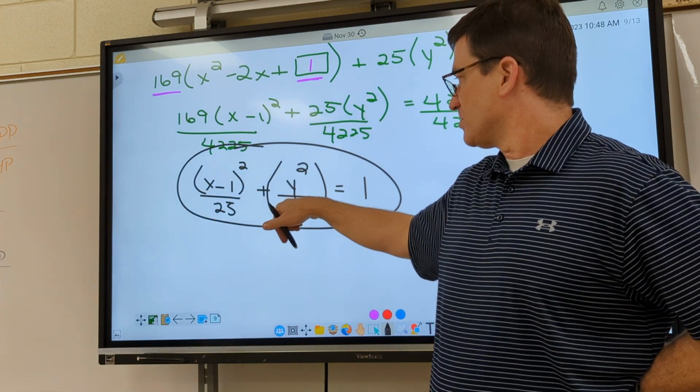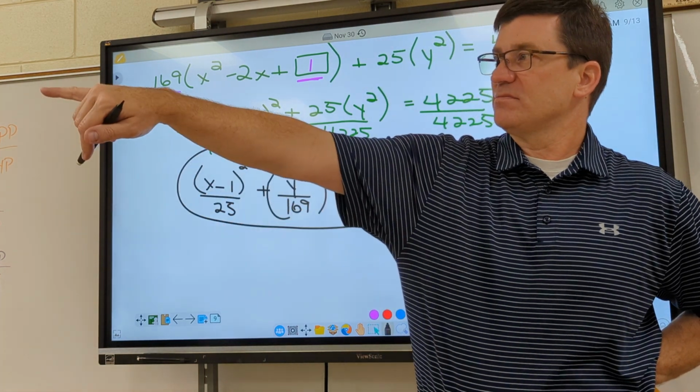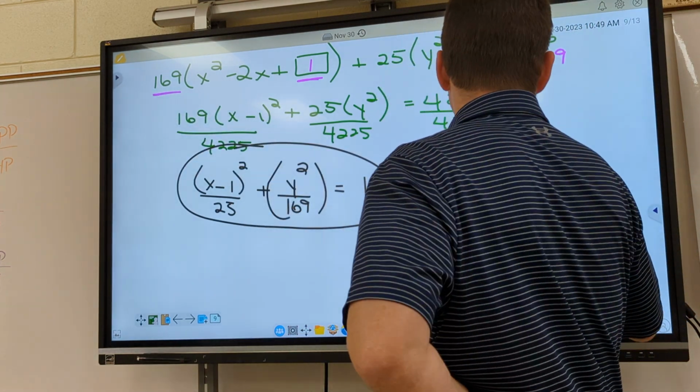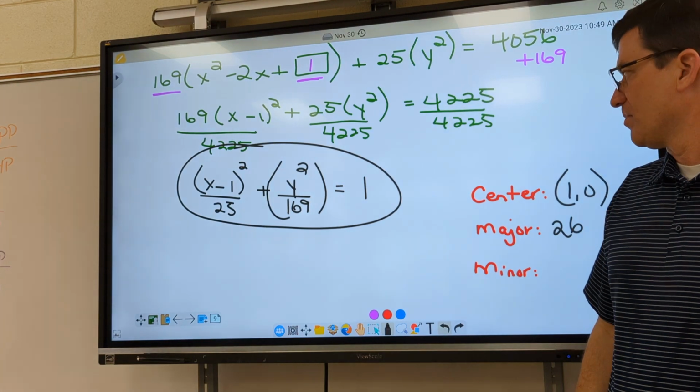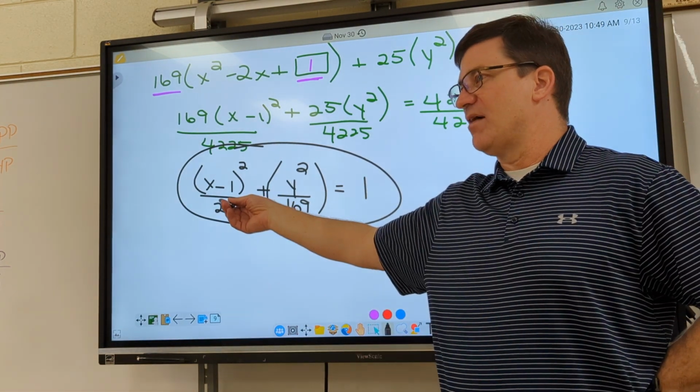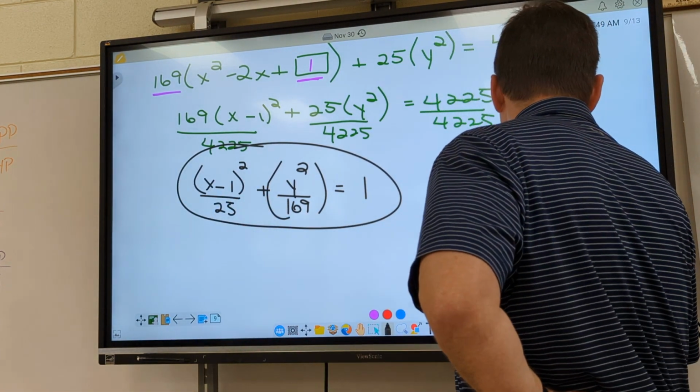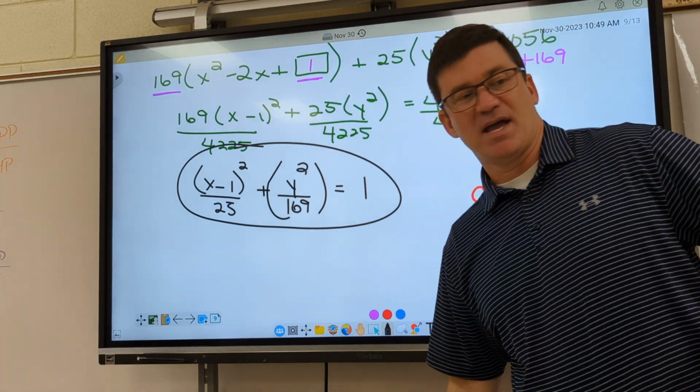All right, so the bigger number is 169. Square root is 13. Double it, 26 for the major. All right, minor. Square root of 25 is 5, double it's 10. That's how you do the last 3.